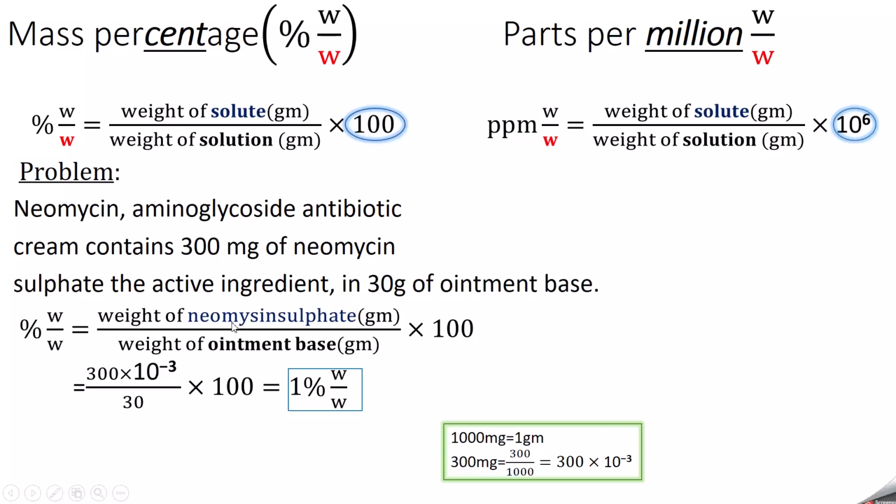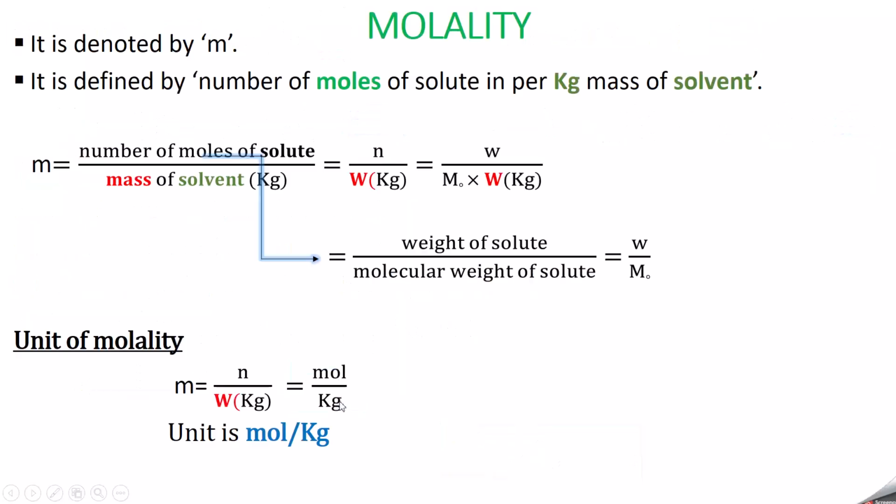But here the weight of neomycin sulfate is given in milligram, but you need gram. So you convert milligram into gram, that is 1000 milligram is equal to 1 gram, 300 milligram is equal to 300 by 1000, that is equal to 300 into 10 to the power of minus 3 gram. So you substitute there. That is 300 into 10 to the power of minus 3 for neomycin sulfate, divided by the ointment base 30 gram into 100. So when you simplify, you will be getting 1% weight by weight.